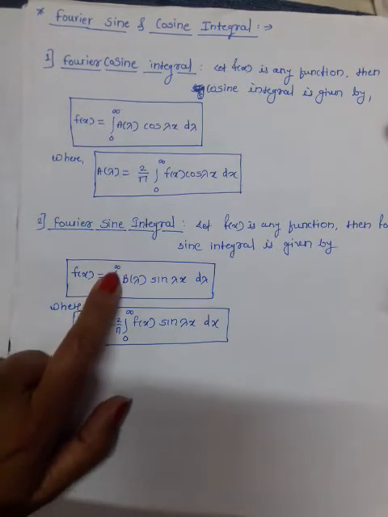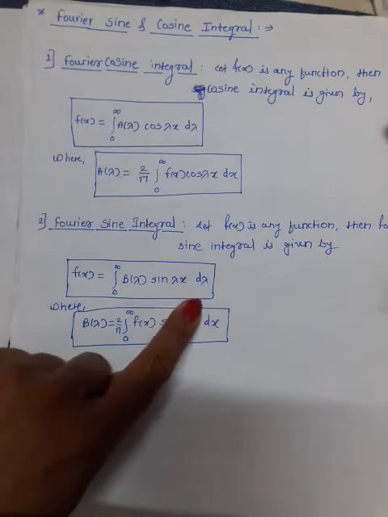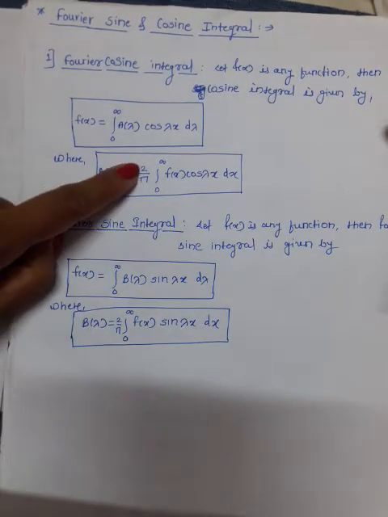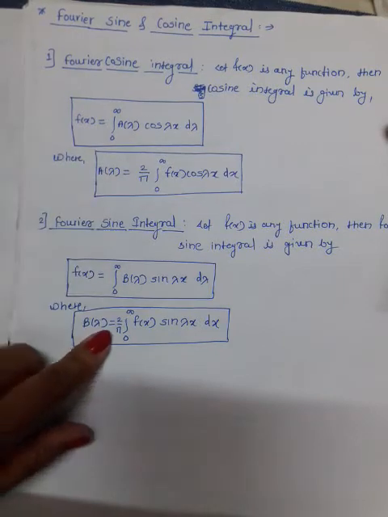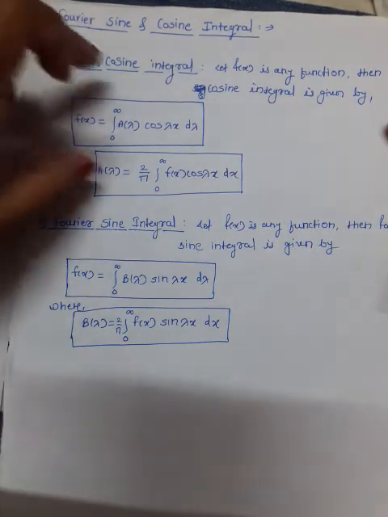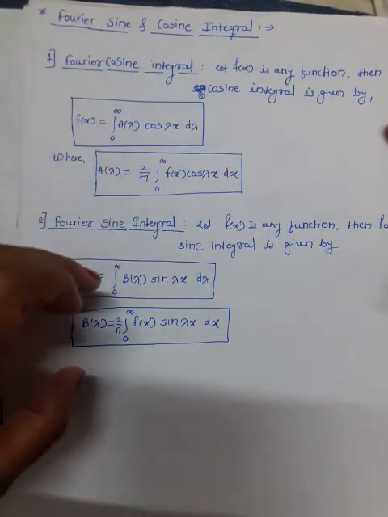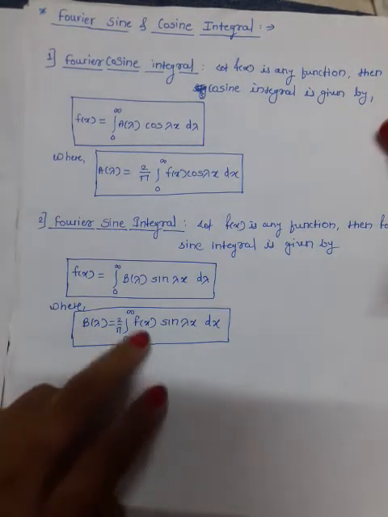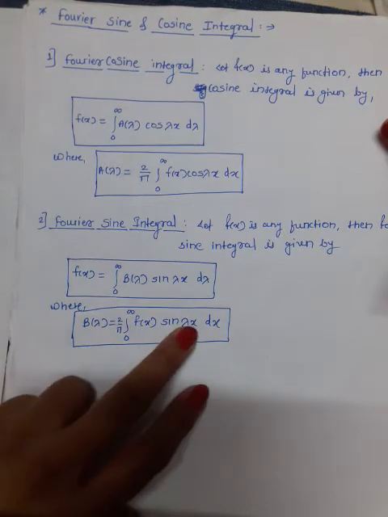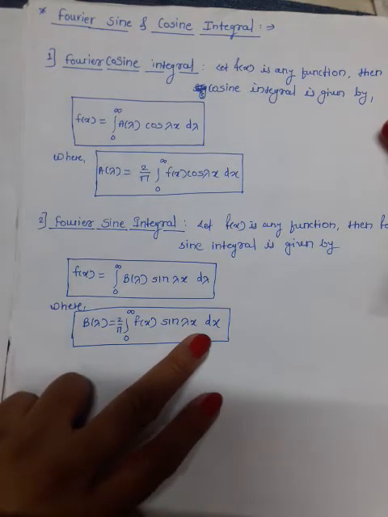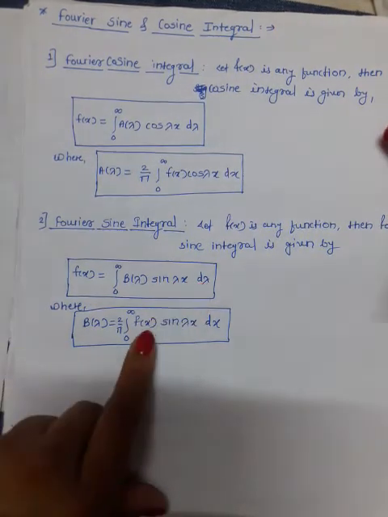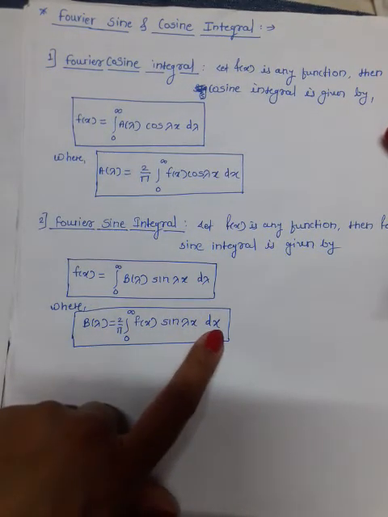f of x is equal to integration 0 to infinity b lambda sine lambda x d lambda, where b lambda is equal to 2 upon pi integration 0 to infinity f(x) sine lambda x dx. Here again 2 upon pi, the same formulas are there. Just mug up one formula, you can prepare the second formula as it is. Remember this, here b lambda, that's why lambda is here. Here x is there, that's why x is there.